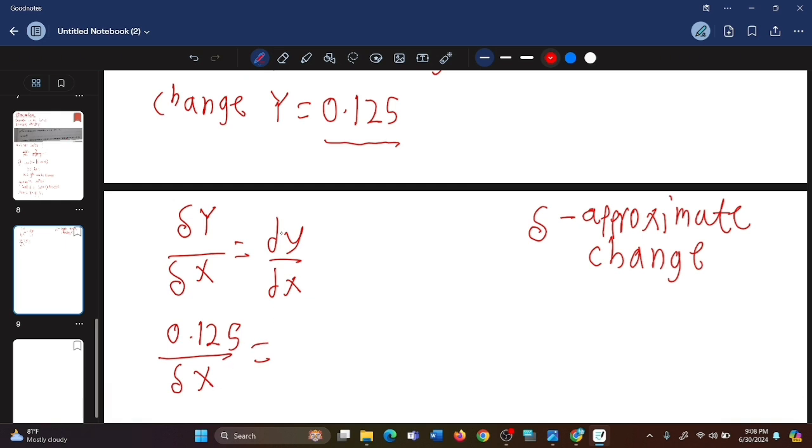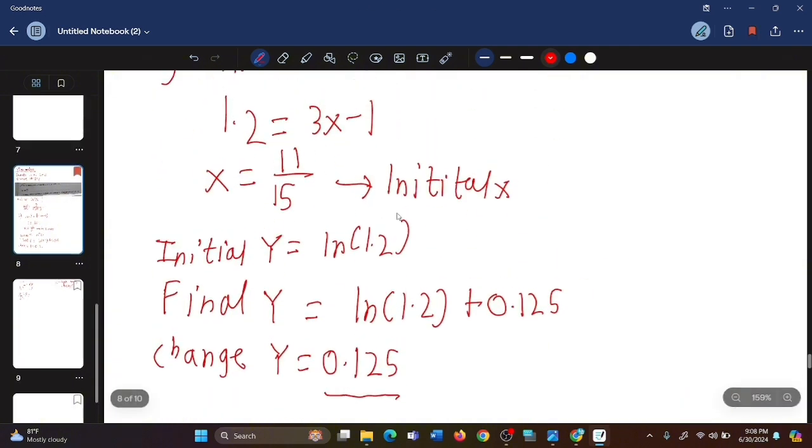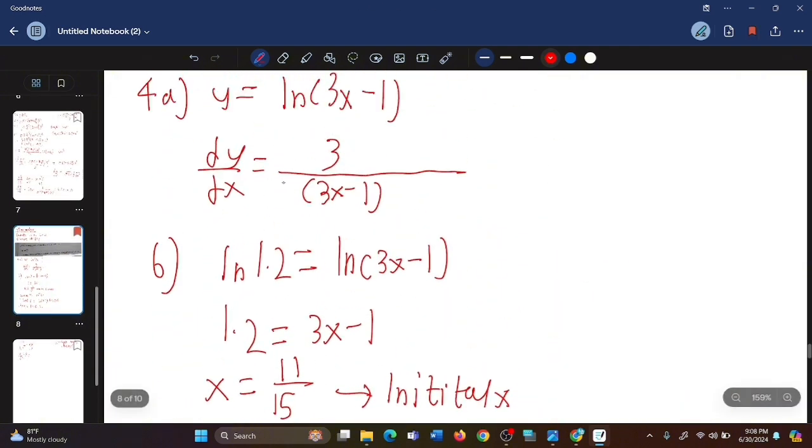Now, we know the equation of dy by dx that we found earlier in part A, but we don't know the numerical value of dy by dx. Thus, we need to substitute the initial x in this equation. The initial x, not the final x. Here the initial x was 11 by 15. I found the initial x so that I can substitute it into dy by dx to find the approximate change in x.